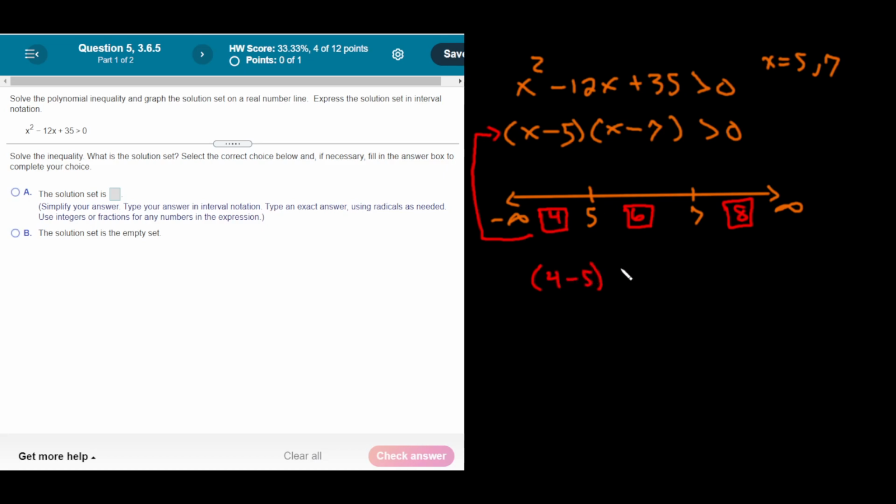Anyway, we're going to take the 4 and plug it into here, and see if that's greater than 0. Remember, we're testing for the 4. This is 4 minus 7 greater than 0. All right, so 4 minus 5 is a negative. 4 minus 7 is going to give you a negative. What's a negative times a negative? It's a positive. Is a positive greater than 0? Yes. So you're going to shade where the 4 is because 4 was actually true to the inequality.